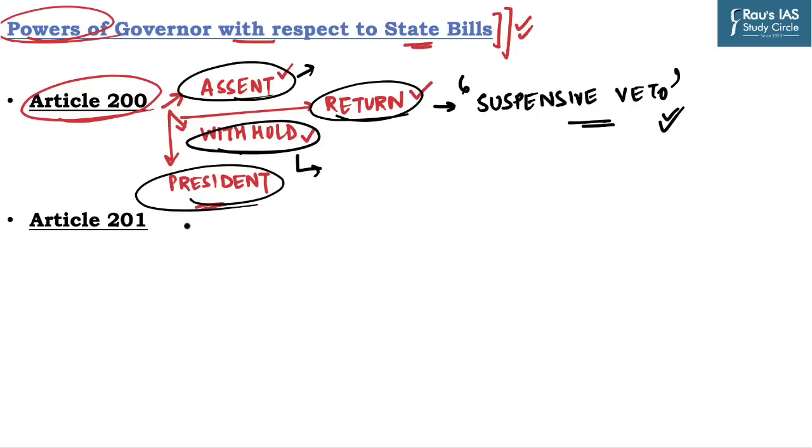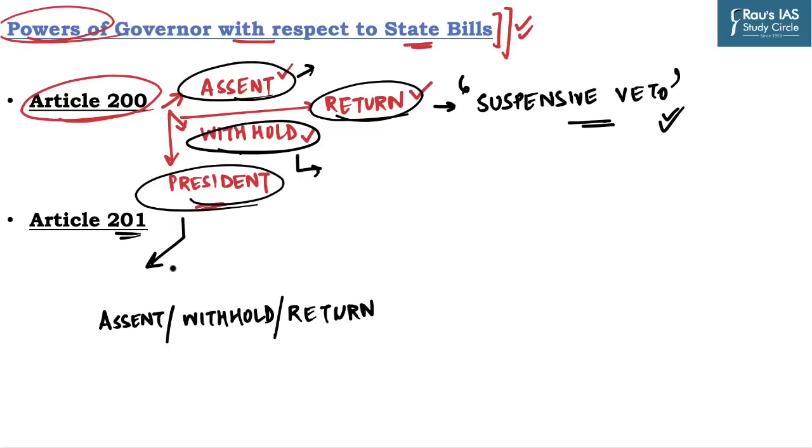It is a special case specifically mentioned under Article 201 of the Indian Constitution. Now we will see what will happen to the bill if it is being reserved by the governor for the consideration of president. Now let us try to understand Article 201 of the Indian Constitution, under which the bills are reserved for president's consideration.